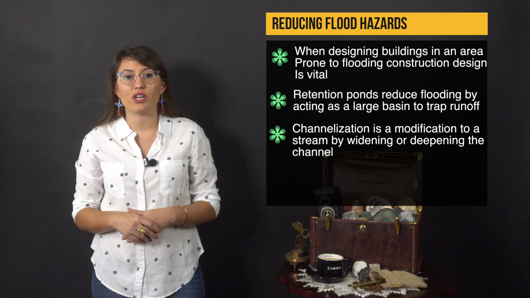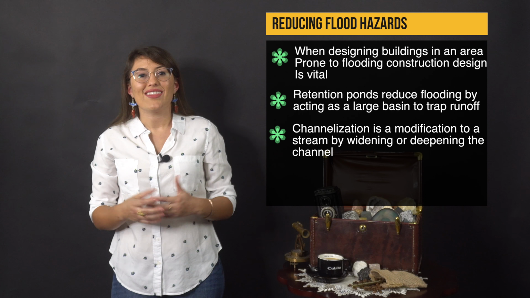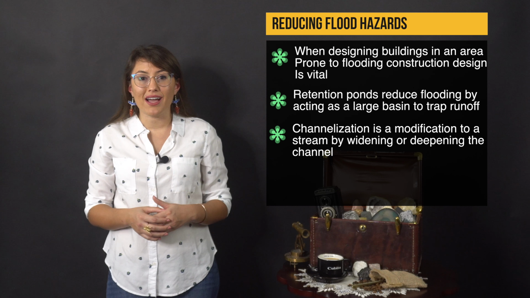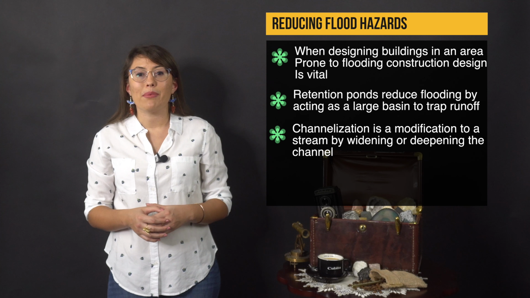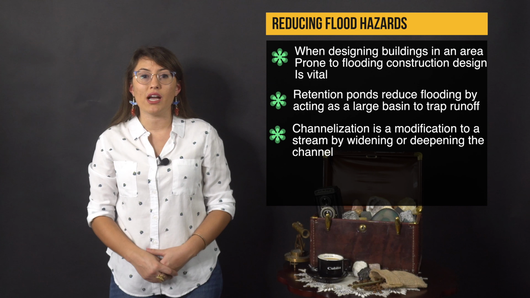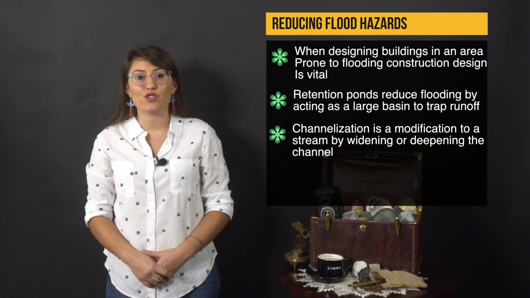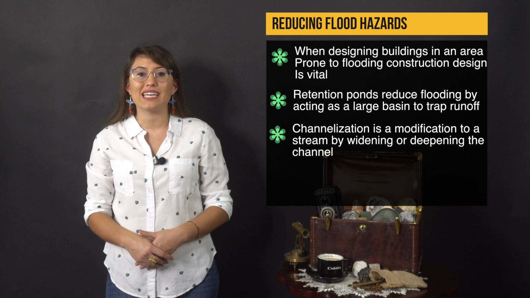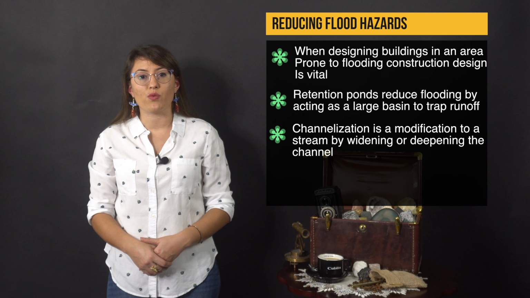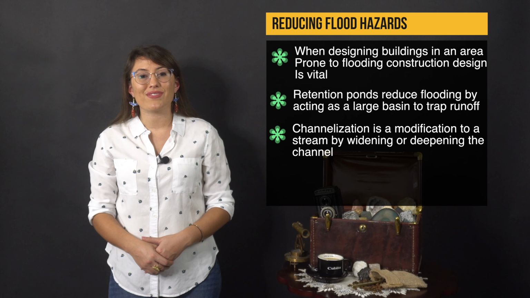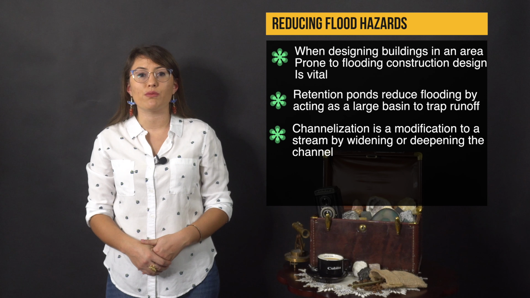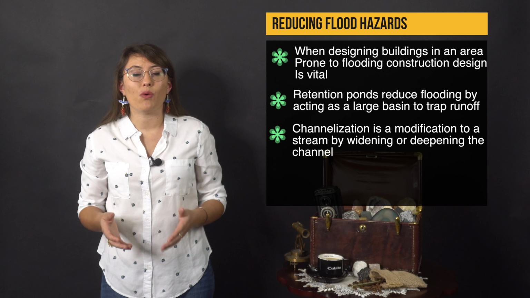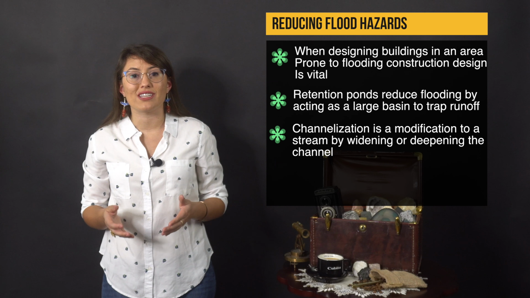Modification to the actual stream channel itself is known as channelization. This could involve widening the channel or deepening it as well. However, keep in mind, this is a tedious process because it is important to not alter the stream too much, to limit the impact it has downstream or elsewhere. One example of a negative impact of channelization was done in 1910 to Missouri's Blackwater River, which was dredged and enlarged. This caused a change in the stream's discharge and resulted in stream bank erosion and increased flooding. Channelization is not a one-time fix and requires constant attention and upkeep.